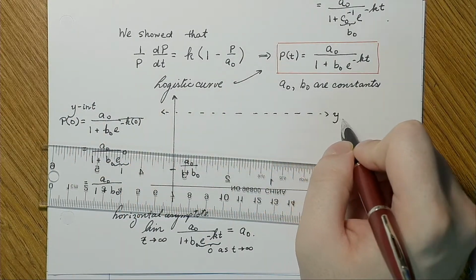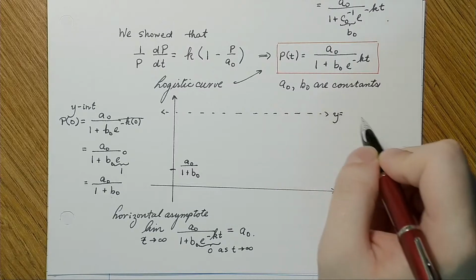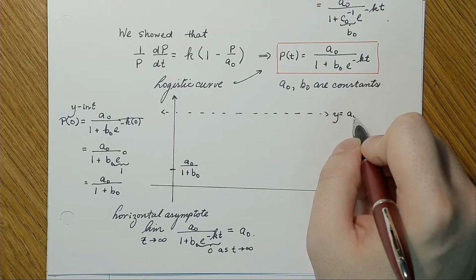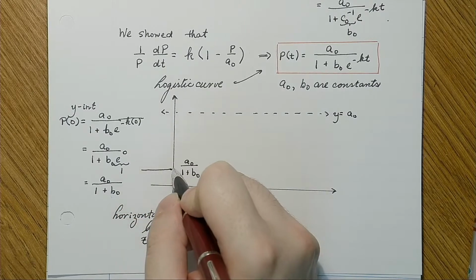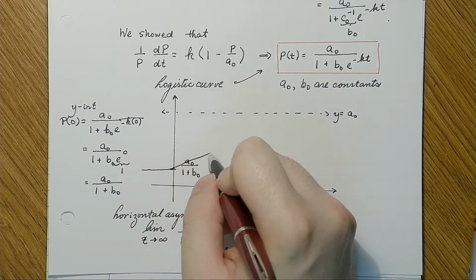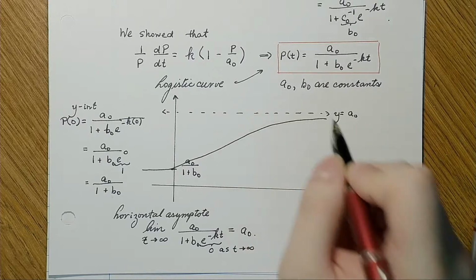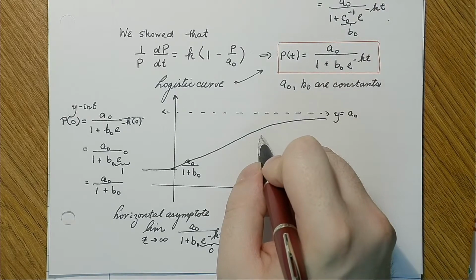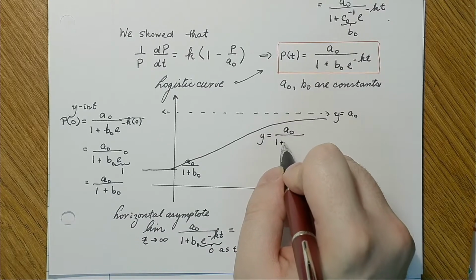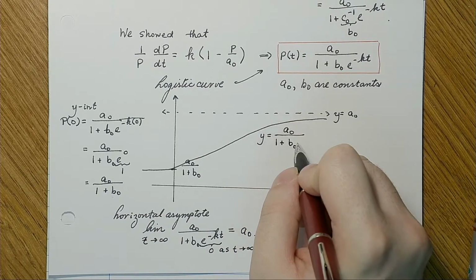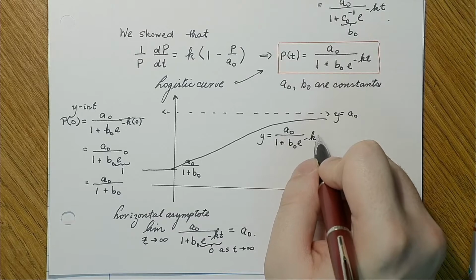I have my y equals a naught. So again, my curve will go through the y-intercept and do something like that. And so that curve here is a naught over 1 plus b naught e to the minus kt.